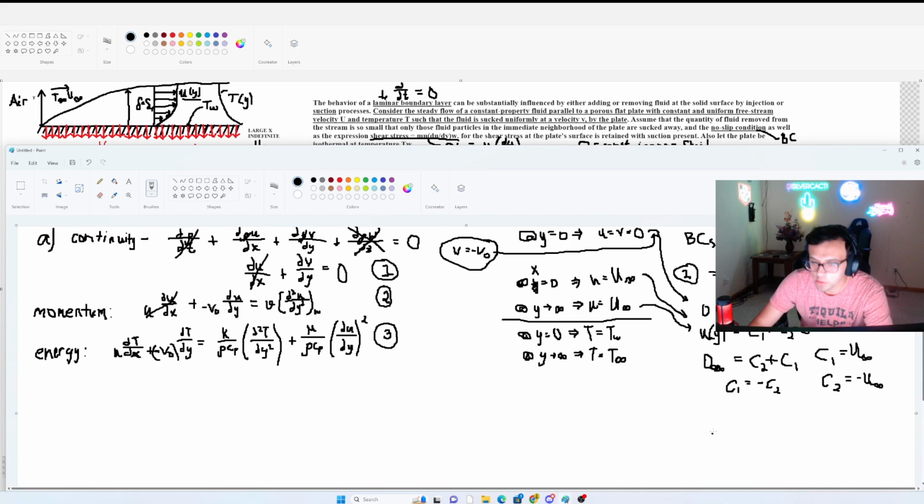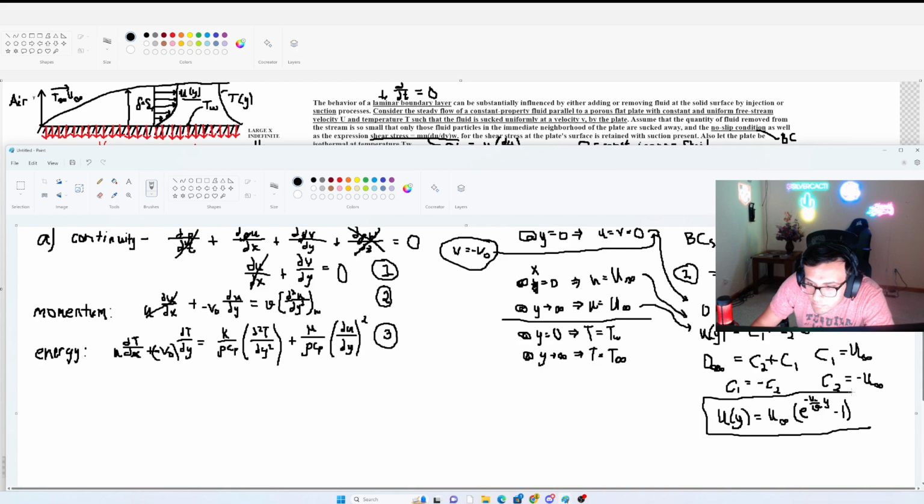So, this is the first equation. U sub y equals, you can just factor out U infinity, e exponential to the minus V sub O over kinematic viscosity times y, minus 1. That's the first equation. Boom! We're going to call this equation 4.